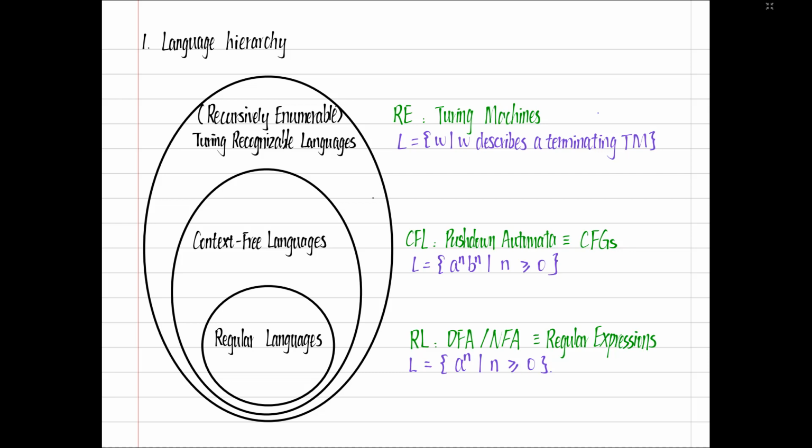But Turing machines are not omnipotent. There are languages that cannot be recognized by Turing machines. These languages are beyond the theoretical limits of computation. This is a topic in later sections.